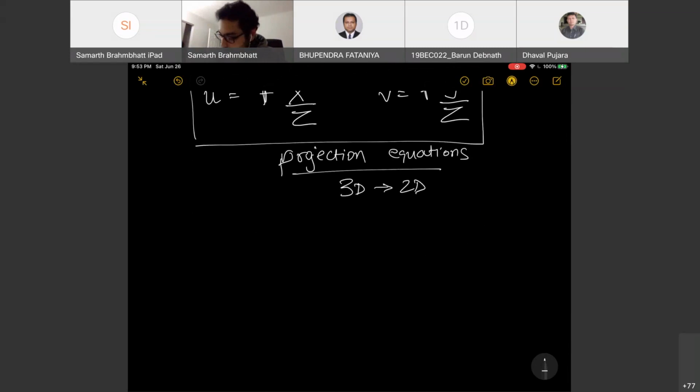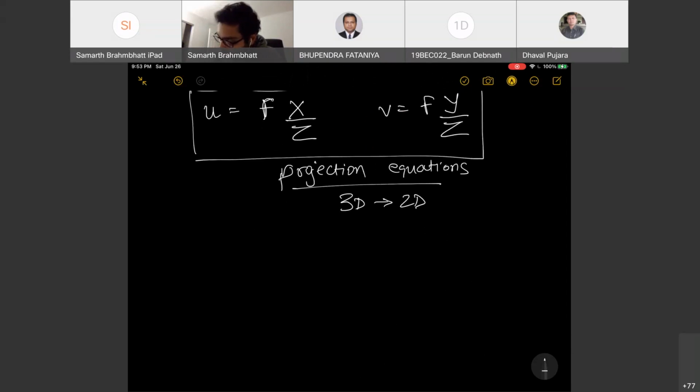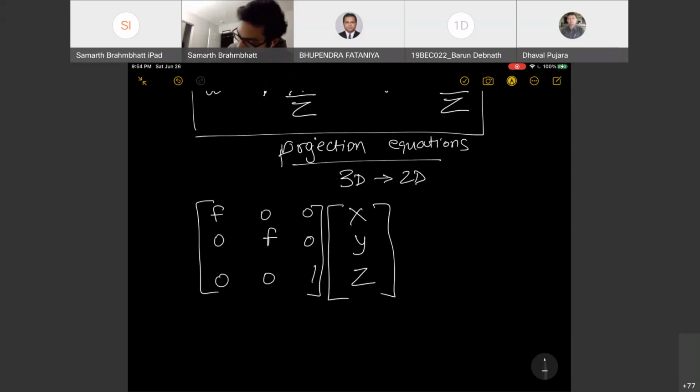How can we write these using homogeneous coordinates? What is going to happen is I will write the 3D point just in normal 3D coordinates, and then I will write this matrix, and I will say my small x is homogeneous equivalent to this.